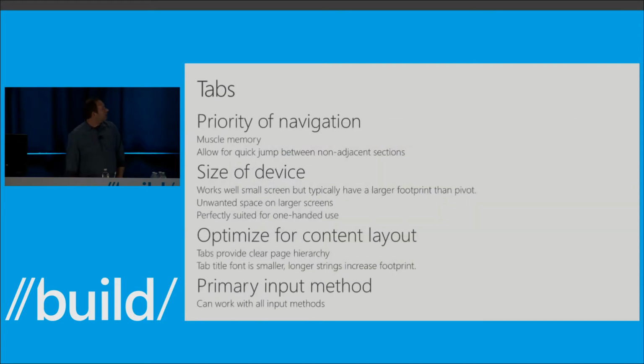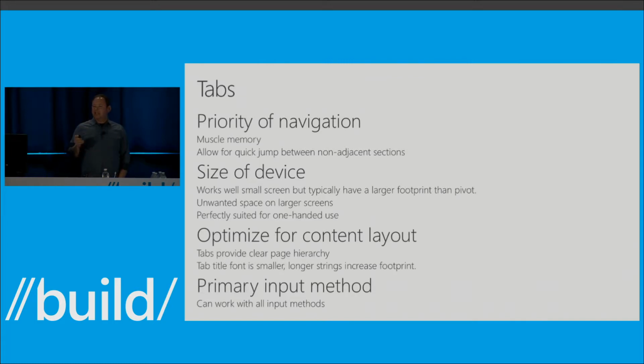So the considerations for tabs is very similar to pivots, with a couple slight differences. Tabs are very good for instances where muscle memory is important. So let's say I have a dialer app and my user knows that the voicemail tab is the second tab. They can always come there, they can always just tap on number 2, and it's always in the exact same place, regardless of the layout.